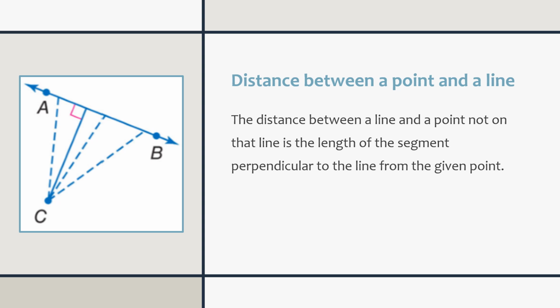So here we have a definition, the distance between a point and a line. The distance between a line and some point not on that line is the length of the segment perpendicular to the line through the given point. So there is going to be only one of these. I'm going to sort of underline or shade in this particular line here. We see all these different options connecting that point C to this line AB, and only one of those is actually perpendicular to the line AB. And that's going to be the one we care about.